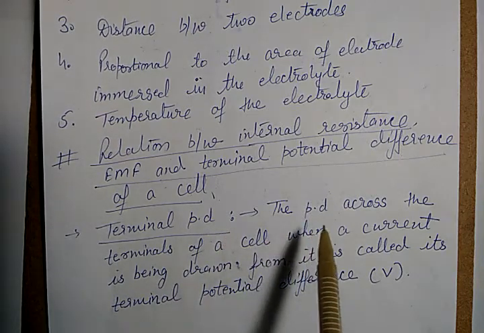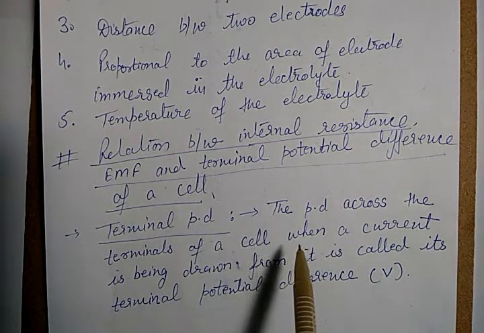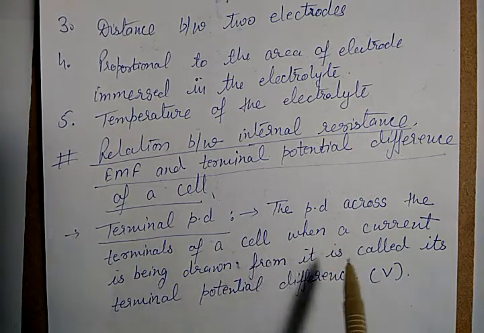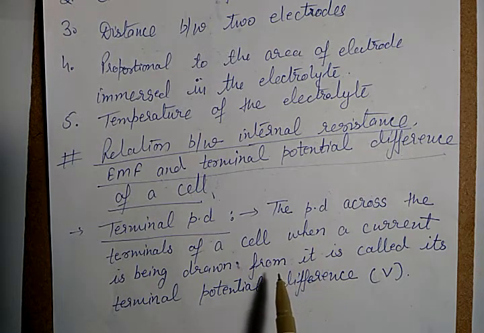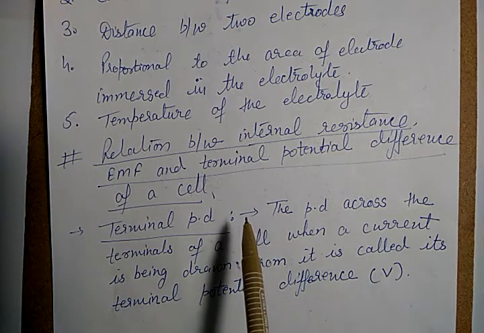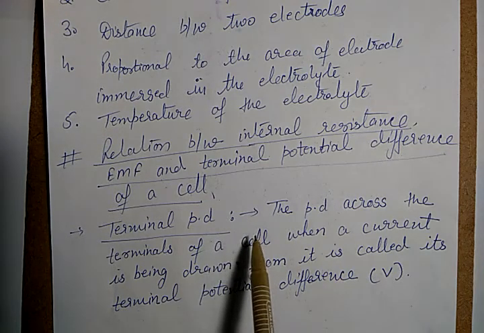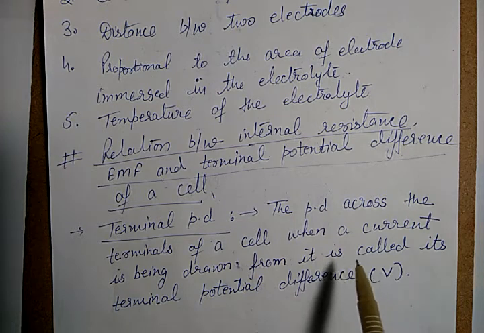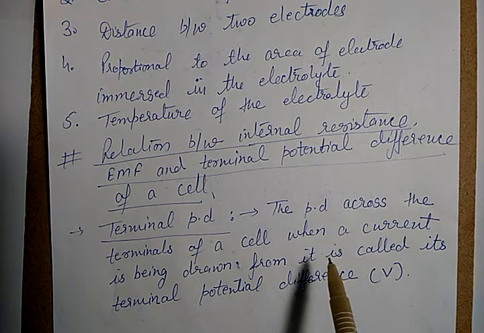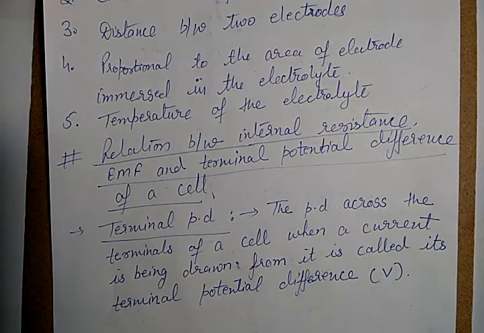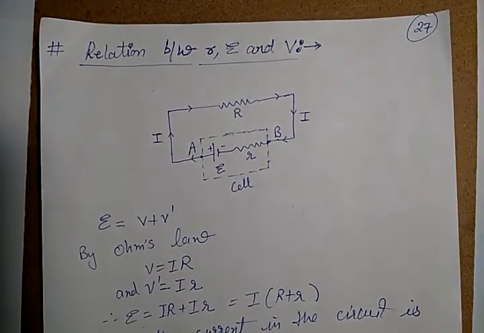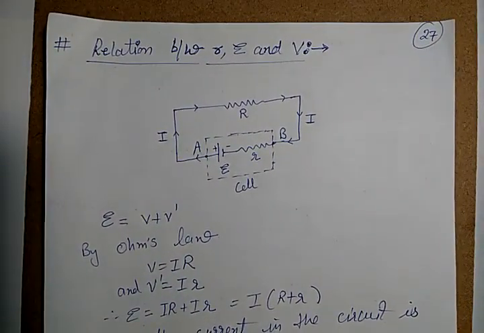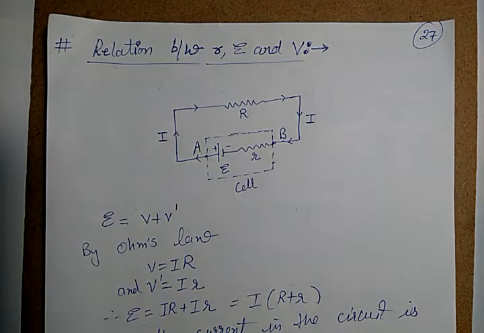So the potential difference across the terminals of a cell when a current is being drawn from it is called its terminal potential difference. And the symbol for terminal potential difference is V. Now in this case the circuit is closed, but in case of EMF the circuit remains open. So this terminal potential difference will always be less than the EMF of a cell. Now let us find out the relation between the resistance, internal resistance, EMF, and the terminal potential difference.